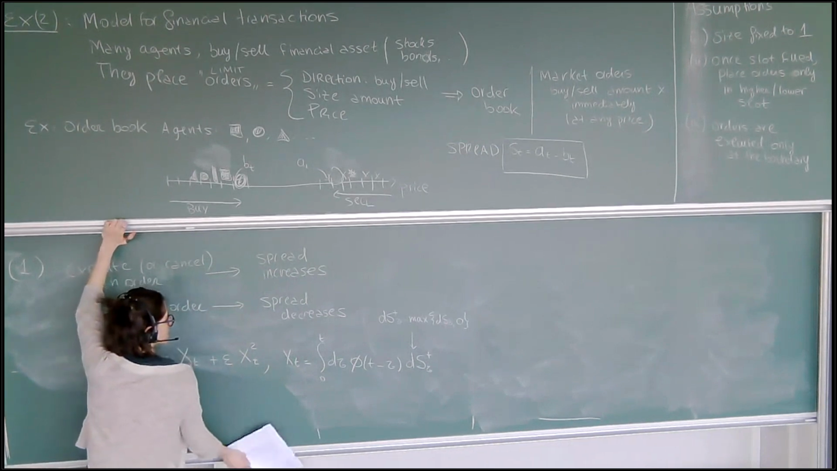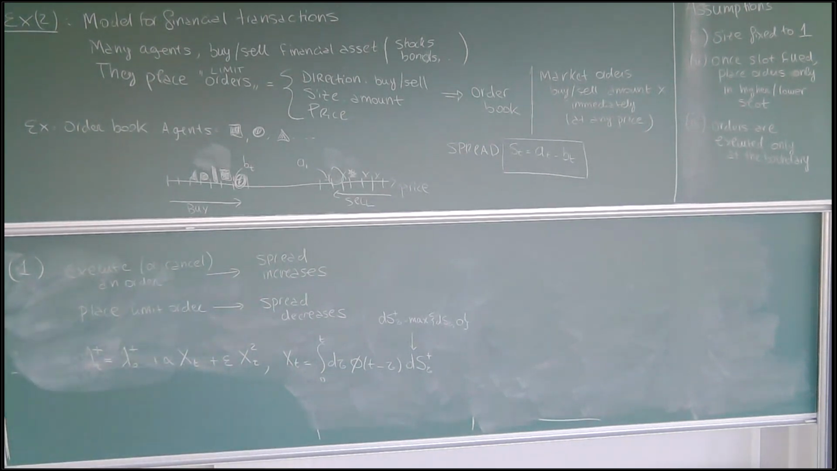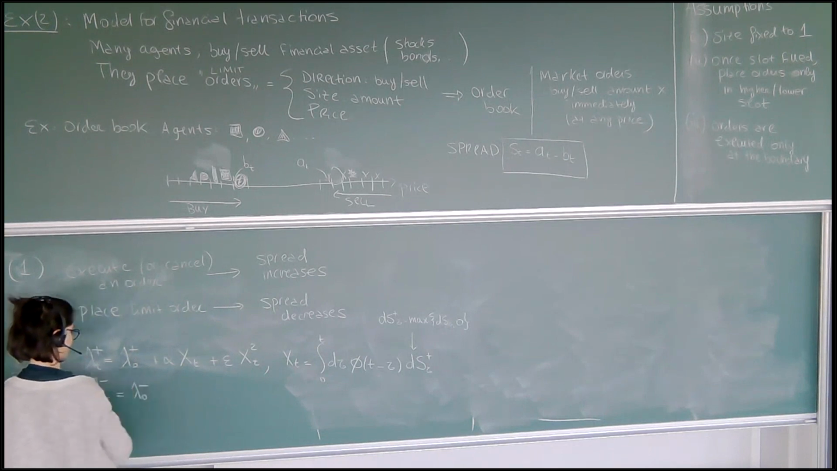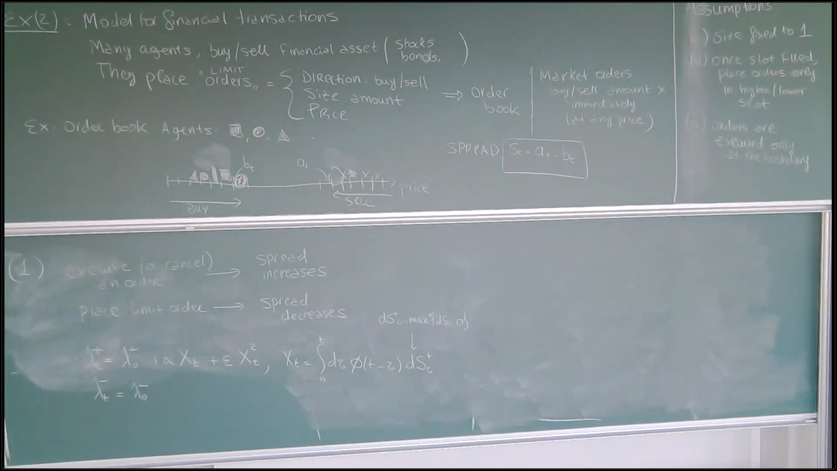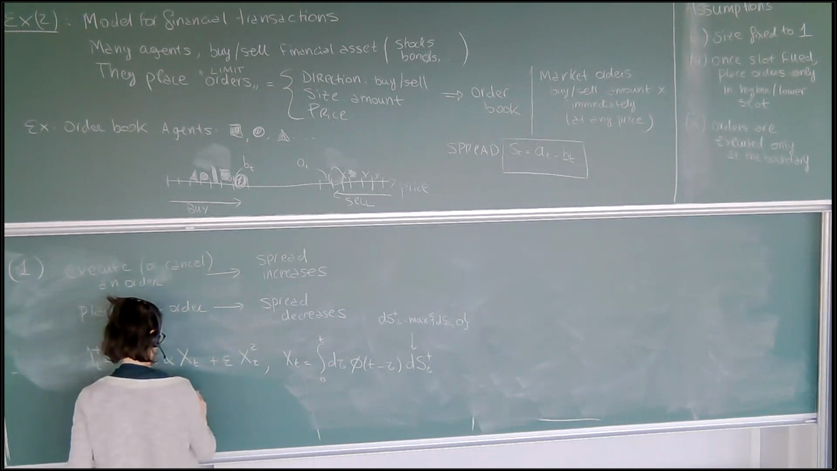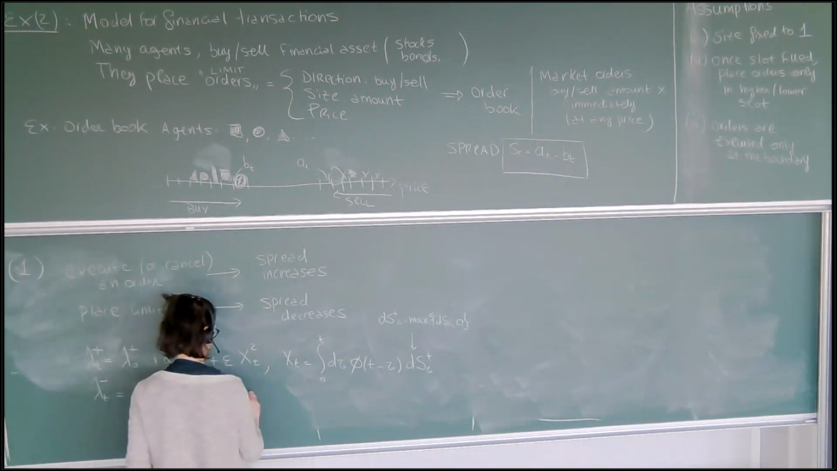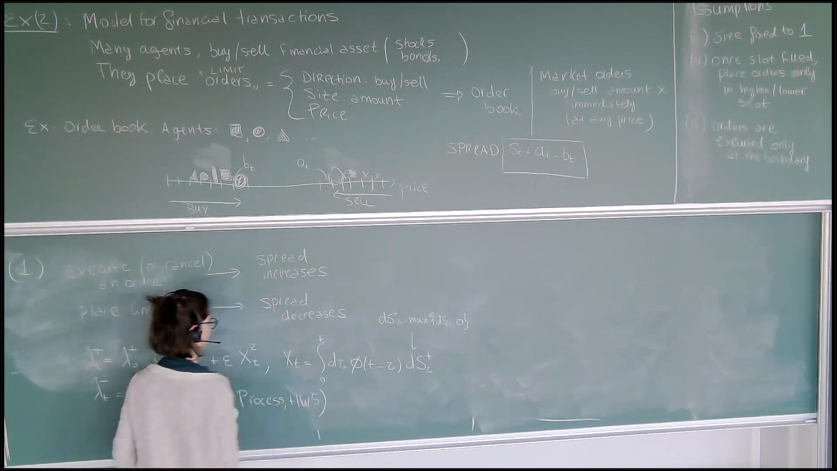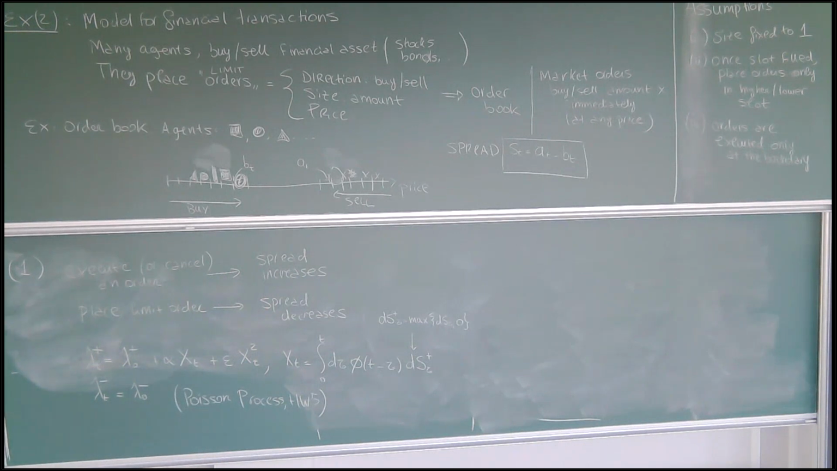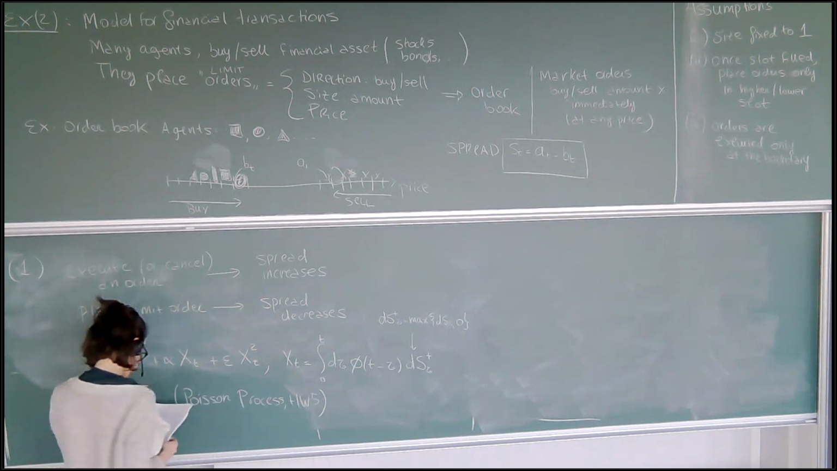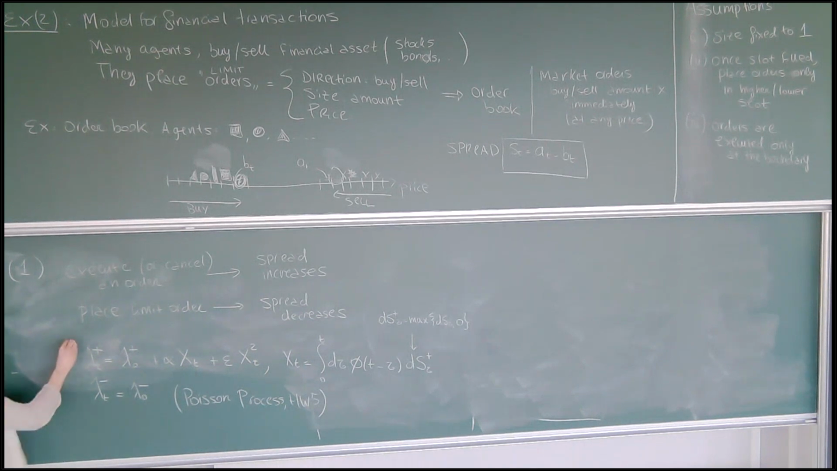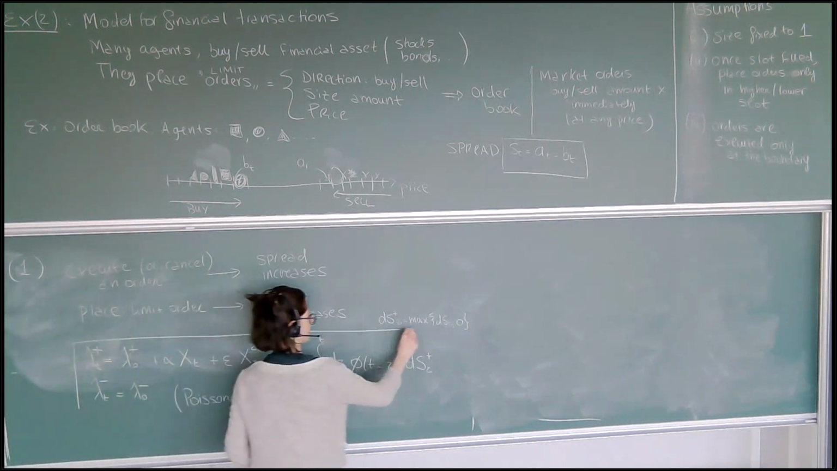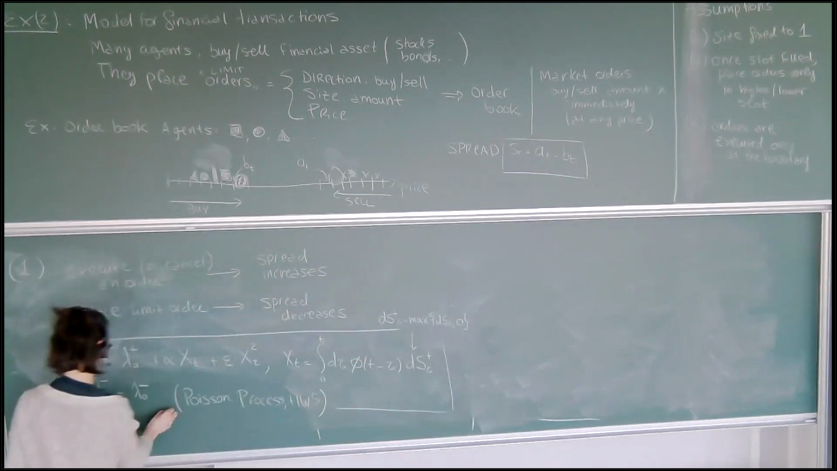Okay, so this is for lambda plus. And then what about the others? Well, the others in the model, so the rate for limit orders, is just taken to be a constant. So it's like a Poisson process, if you remember from the lecture and from homework 5. Okay, so this is the model in full detail, the model of the paper.